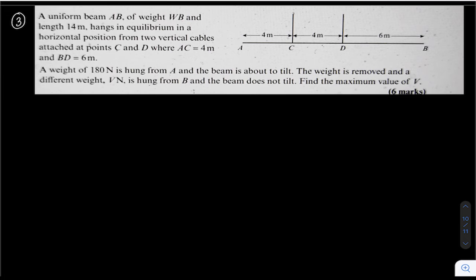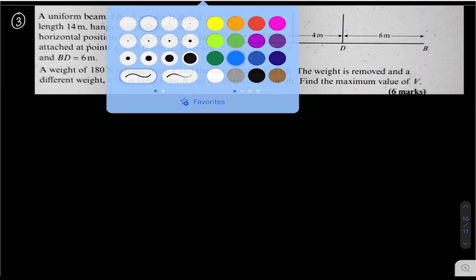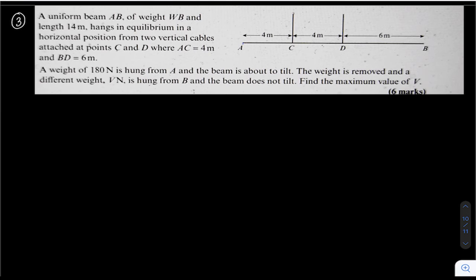A weight of 180 Newtons is hung from A, and the beam is about to tilt. Now obviously when you put some weight on A and the beam is about to tilt, the beam will try to go in this direction like this, and when it does, the tension at D will be 0. We have studied this. Now it is on the point of tilting.